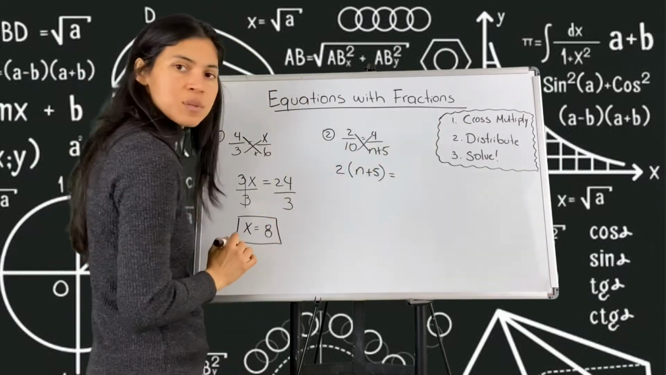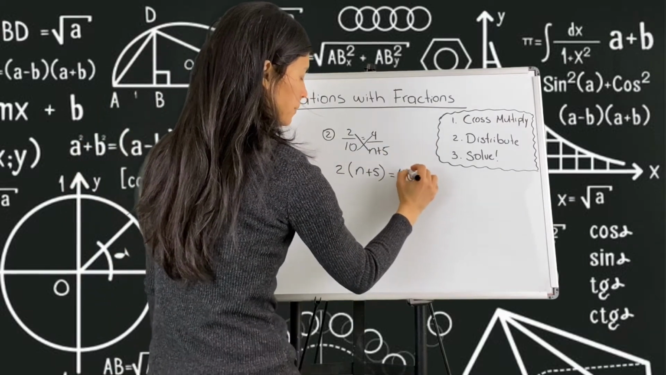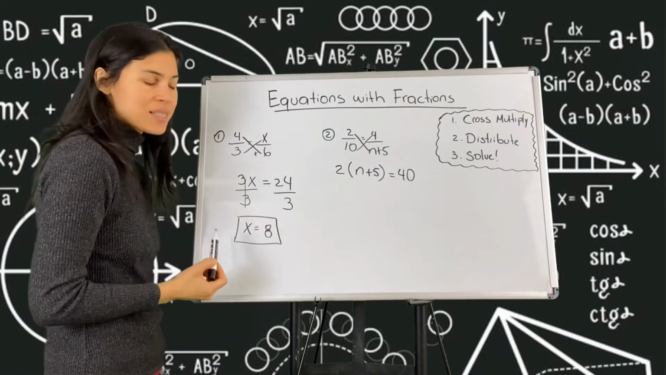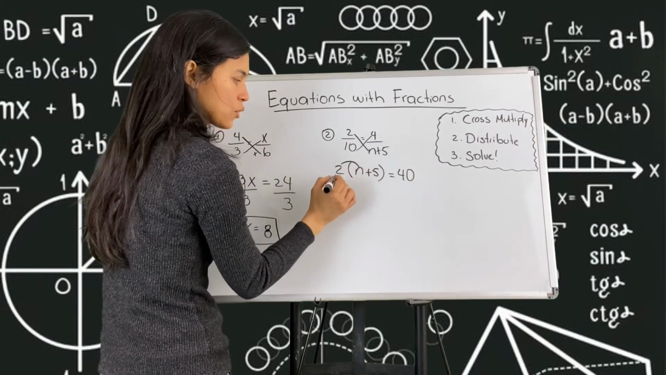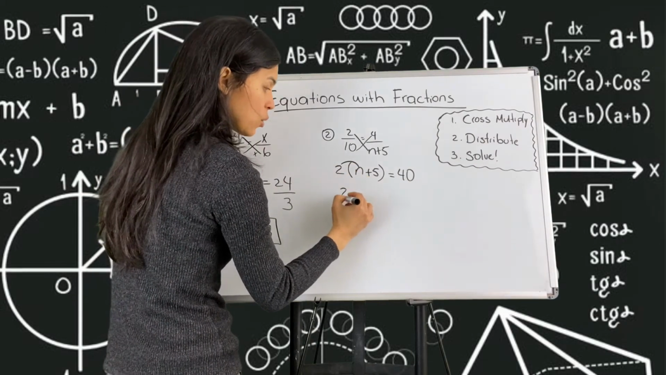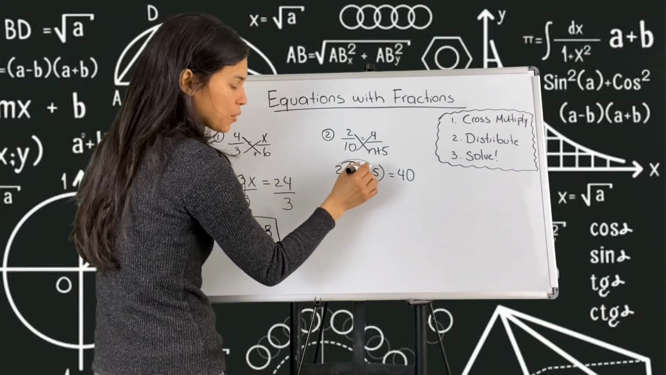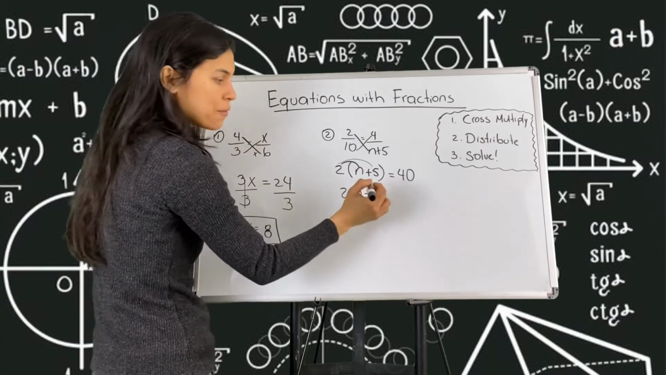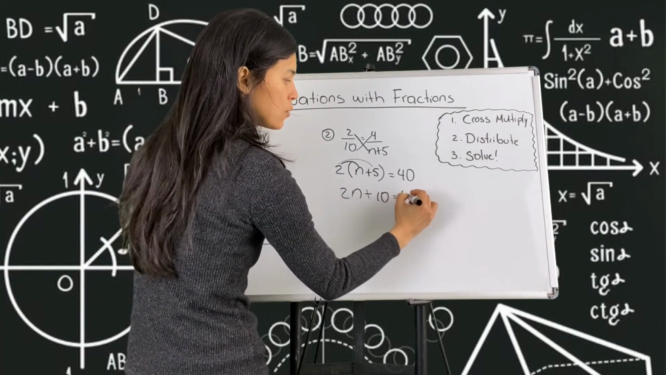10 times 4. And that is 40. I do have distribution here. You notice there is a parenthesis. So this 2 needs to multiply the n, 2 times n, which is 2n. And the 2 needs to multiply the plus 5. So let's write here the plus. 2 times 5 is 10. And this is equal to 40.